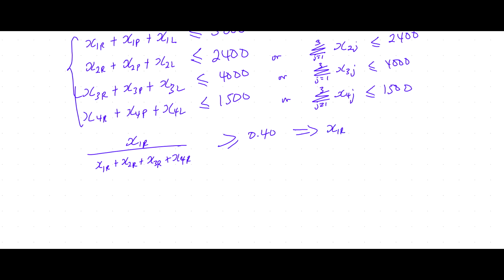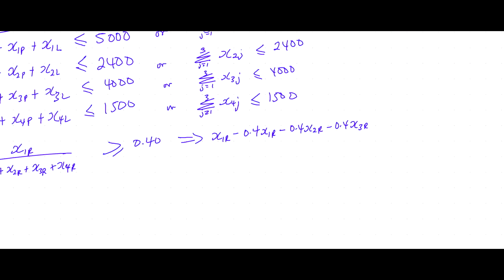XR minus 0.4 X1R minus 0.4 X2R minus 0.4 X3R minus 0.4 X4R should be greater than or equal to 0, right?